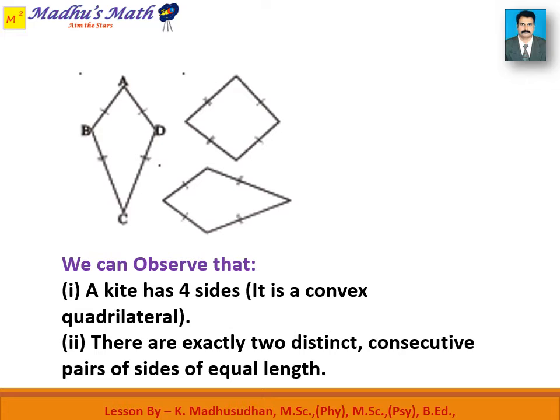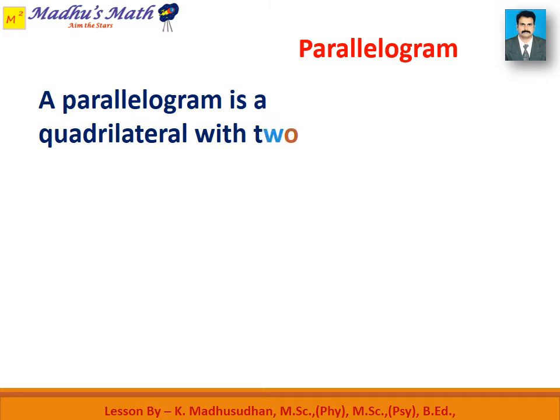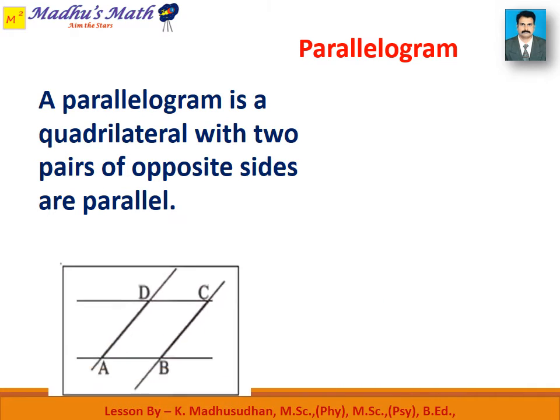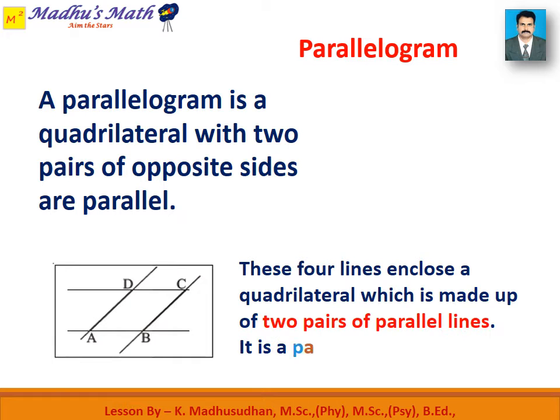So we can define a kite as a four-sided closed figure which has two consecutive pairs of sides of equal length. Now, the next category of quadrilateral is parallelogram. A parallelogram is a quadrilateral with two pairs of opposite sides parallel.